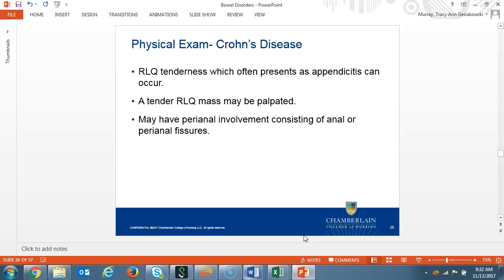On physical exam with Crohn's disease, right lower quadrant tenderness that often presents as appendicitis can occur. A tender right lower quadrant mass may be palpated. 50% of individuals with Crohn's disease have perianal involvement consisting of anal or perianal fissures. Also, severity is dependent upon the level of inflammation and intestinal lumen obstruction or fibrosis.